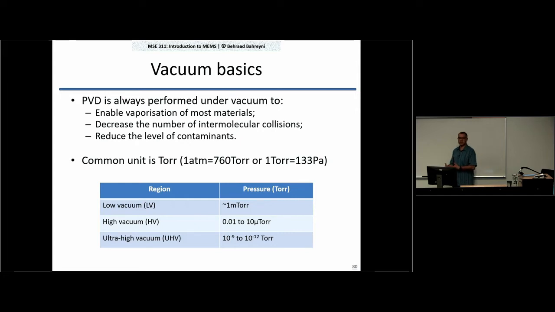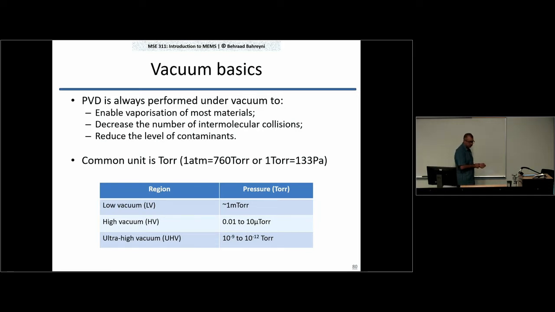Depending on how low we go in pressure, we give it names: low vacuum, high vacuum, ultra high vacuum. So low vacuum is about the 1 millitorr range. Torr is a common unit in microfabrication. 1 torr is equal to 1 millimeter of mercury, or the other way to think about it is that 1 atmosphere is about 760 torr. If you want to convert it to pascals, 1 torr is about 130 pascals.